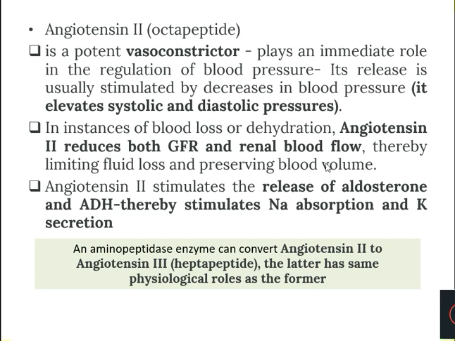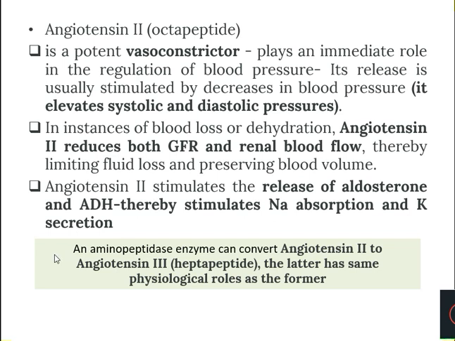Now, angiotensin 2 also stimulates the release of aldosterone from the adrenal cortex and ADH from the hypothalamus or posterior pituitary. So, when these are released, automatically there will be sodium absorption and potassium secretion. So, this is what angiotensin 2 does. So, where did it start? It started from renin. Okay, then it became angiotensin, and now the function is taken over by aldosterone. That is why it is called the renin angiotensin aldosterone system.